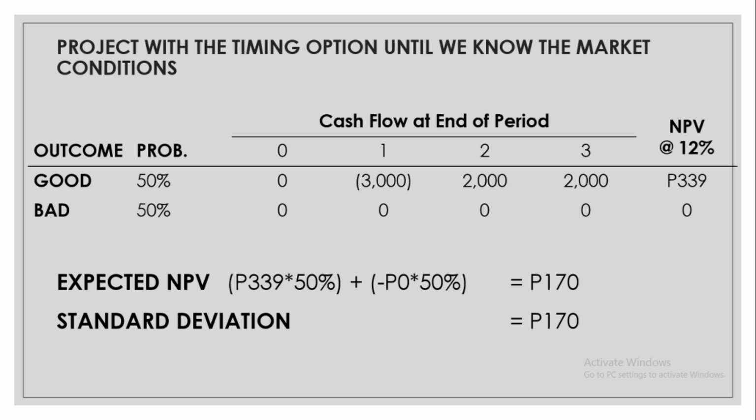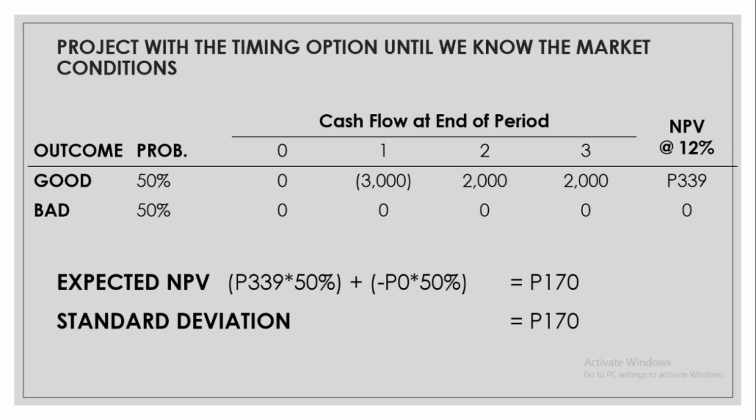And so, what will happen? With a 3,000 investment for the good outcome on year 1, subsequently it will have a 2,000 inflow for year 2 and year 3. For the bad outcome, no outflow, no inflow. Using the 12% WACC, the NPV of the project under the good outcome is 339, and for the bad outcome, we have 0. To get the expected NPV, we have 339 times 50% plus 0 times 50%, and we have 170. The standard deviation is still 170 also.